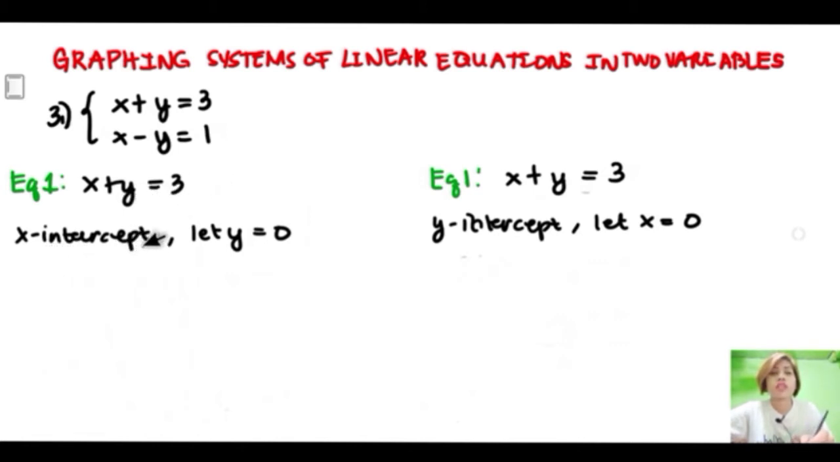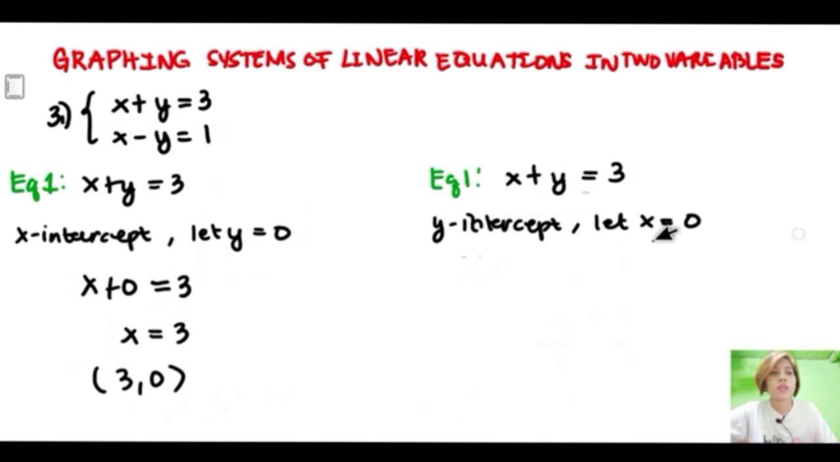Let's find for the x-intercept. We let y be equal to 0. So, x plus y, which is 0, equal to 3. So, wala na po yung 0. X is equal to 3. So, yan po ay 3, 0.